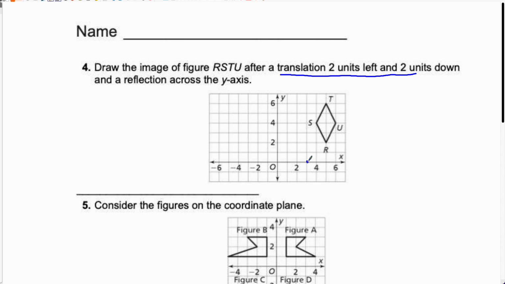Then I'm going to do all of these points, and then I'll reflect them all. So R, and then S is going to be 2 left, and then 2 down is right here. T, 2 left, and 2 down would be right there. And U, 2 left, and 2 down is right there. So now once I've got those dots, you don't really have to draw that in, because that's not the final place we're going to leave it, right? That's not where I want my shape to be. That's just the first step. And so now what do I need to do?